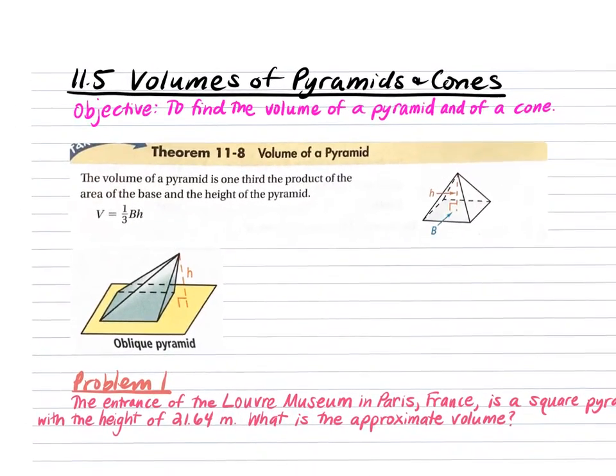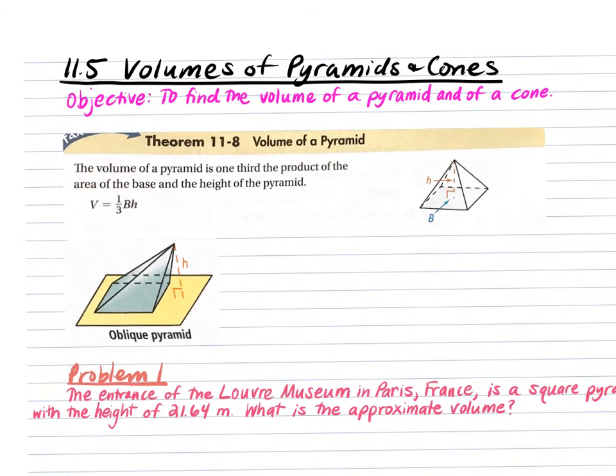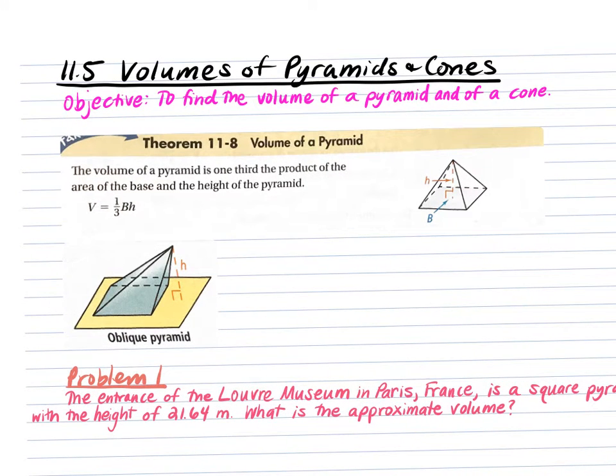The entrance of the Louvre Museum in Paris, France is a square pyramid with a height of 21.64 meters. What is the approximate volume? As you can see here, we're missing a value, because I didn't draw the picture that was provided in the book. In the picture in the book, it says that this is 35.4 meters.